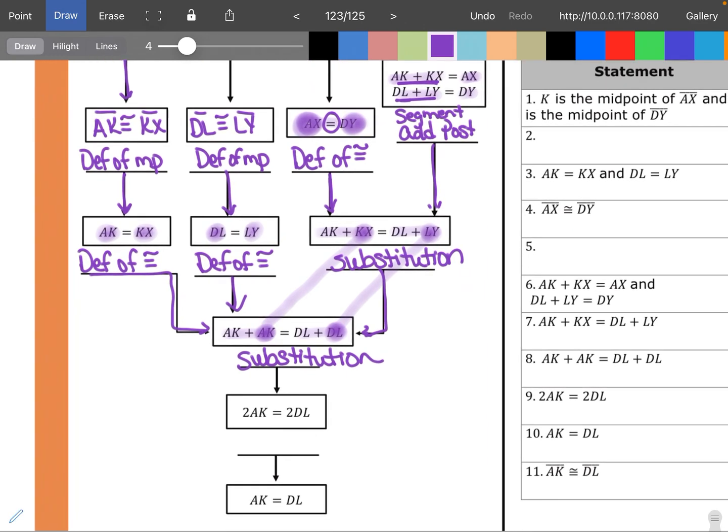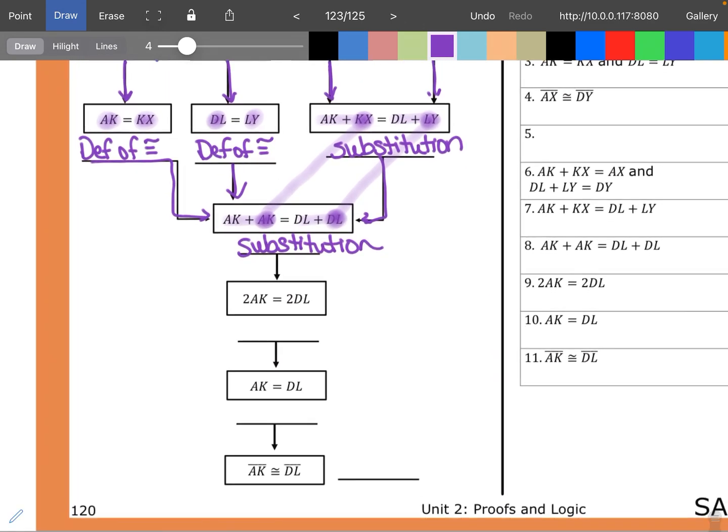All right, now comes the easy part. We're just going to go from there. I have AK plus AK equals DL plus DL. How does that become this? Some people said, oh, you multiply. No, you're not multiplying. AK plus AK is just 2AK. DL plus DL is 2DL. All you did was add. That's the addition property.